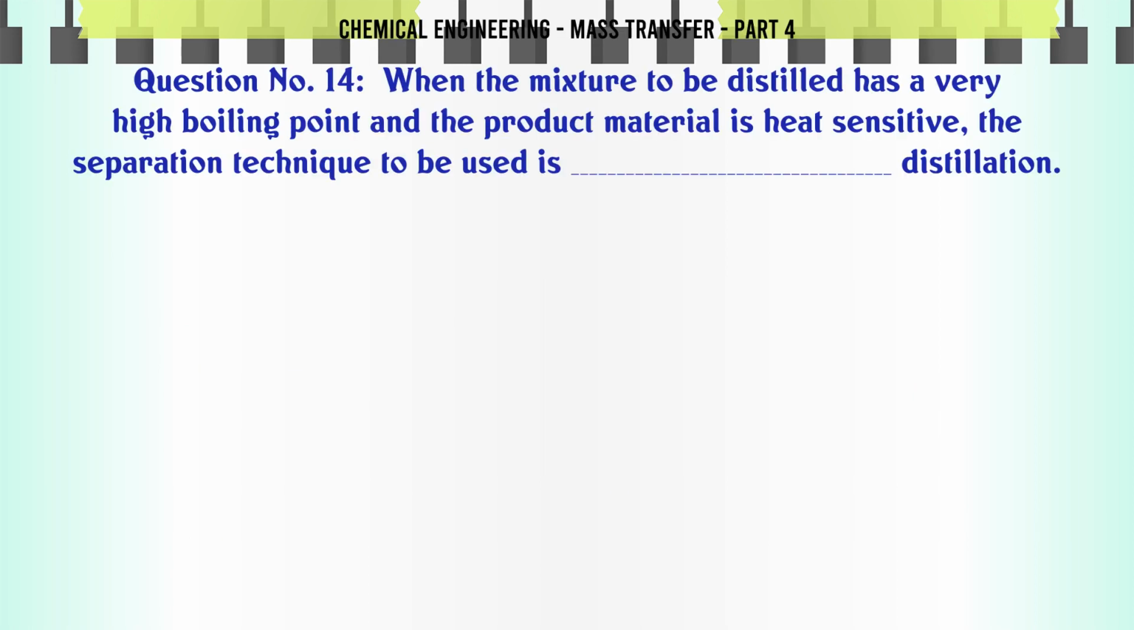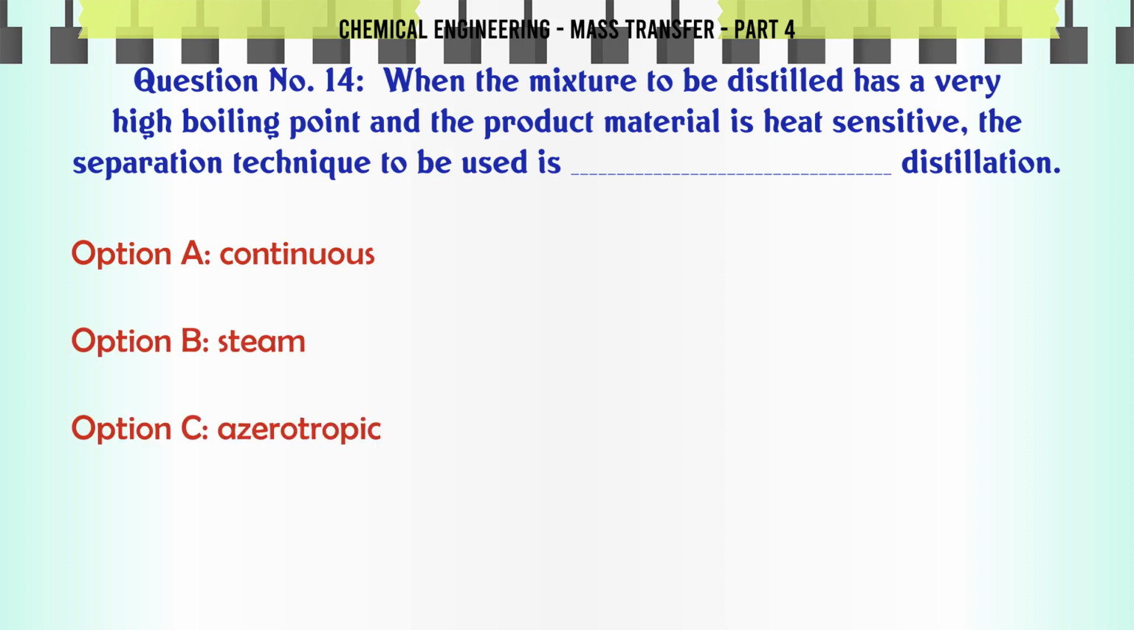When the mixture to be distilled has a very high boiling point and the product material is heat sensitive, the separation technique to be used is distillation. A. Continuous. B. Steam. C. Azeotropic. D. None of these.